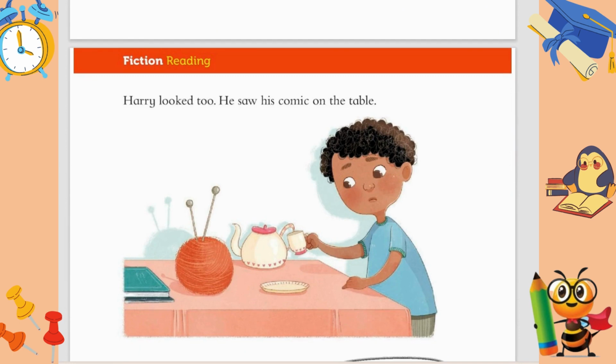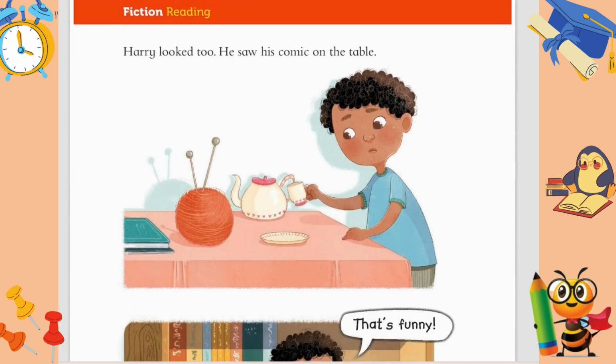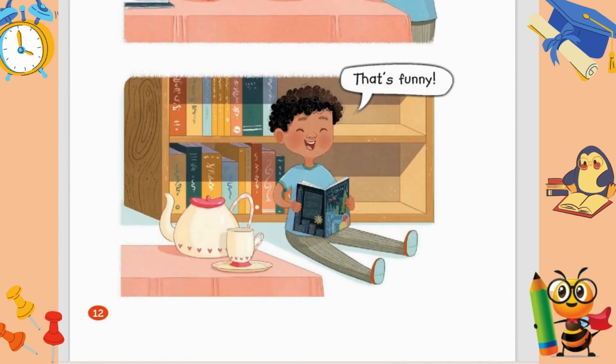Harry looked too. He saw his comic on the table. So Harry also looked around and he found his comic on the table. This is Harry, and this is the table, and he found his comic, and then he started reading it and said, "That's funny." So what is a comic? A comic is basically a funny storybook. It is filled with cartoons, subtitles and descriptions. So when he's reading, the story seems funny to him.